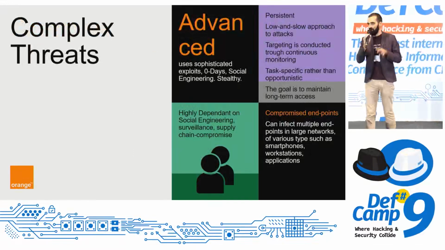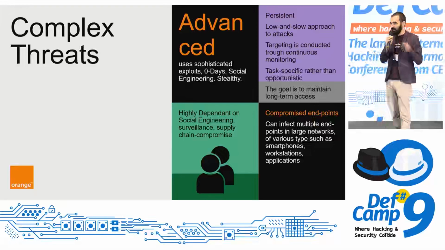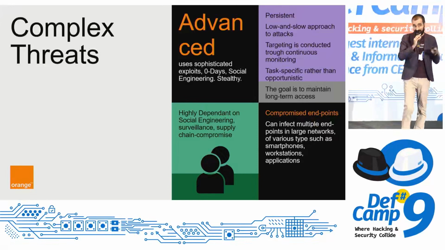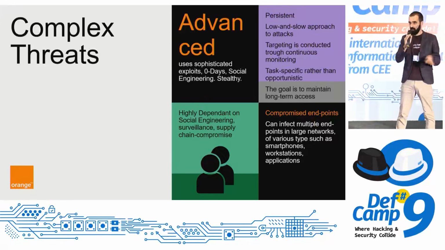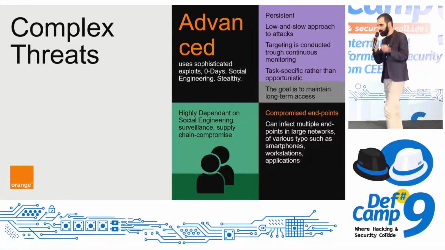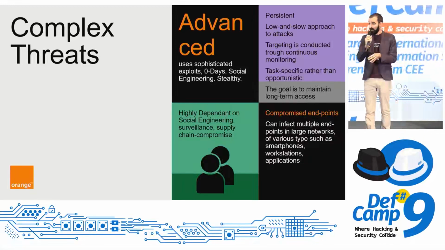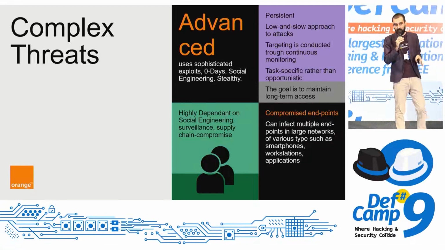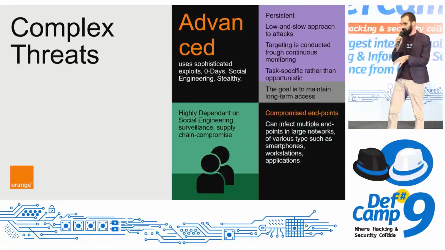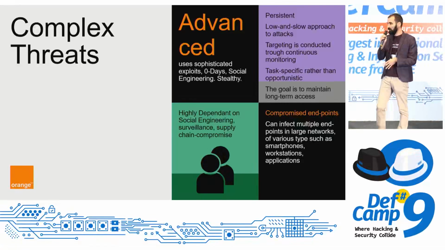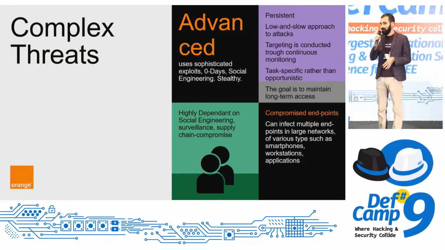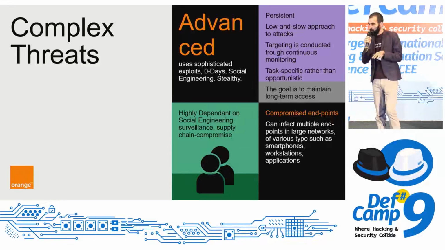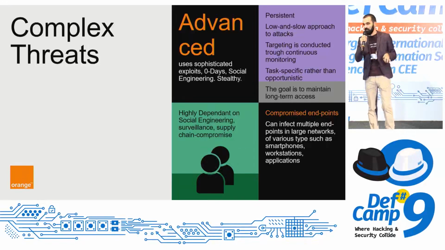So let's go ahead with complex threats, advanced and complex threats. You all know them. You all heard about them. They use sophisticated 0 days. They use cloaking and stealthy mechanisms to gain a foothold, a stronghold in your network, and to spread, to move laterally. They are persistent, as the name implies. They do a low and slow approach to attacks. They gather information, they move laterally, they exfiltrate data. Sometimes they even break things, as in some recent cases with VPNFilter and such. And very important, they are task-specific rather than opportunistic.